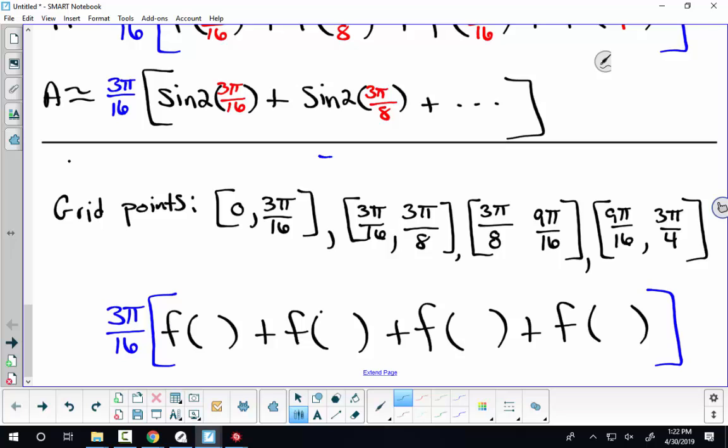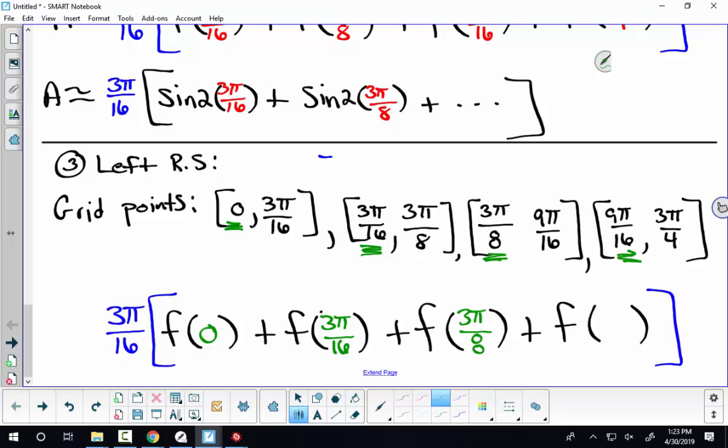Maybe this is part 3. Left Riemann sum. All we're plugging into the function are the left endpoints. Plugging in these. So that's the same thing, just different places of evaluation to determine the height of the rectangles.